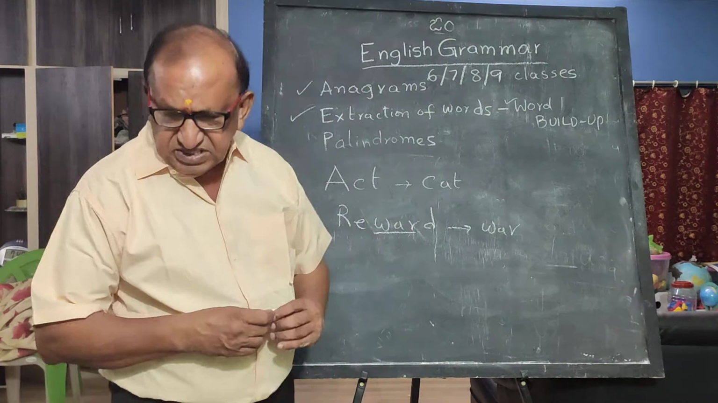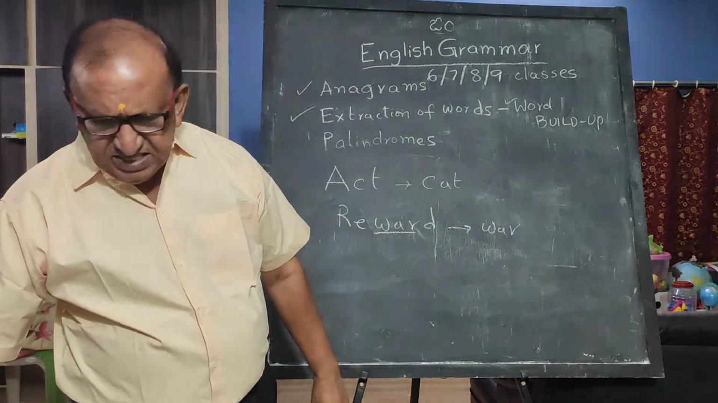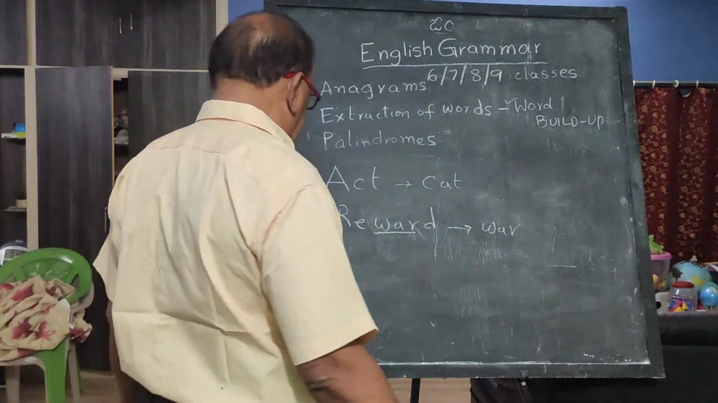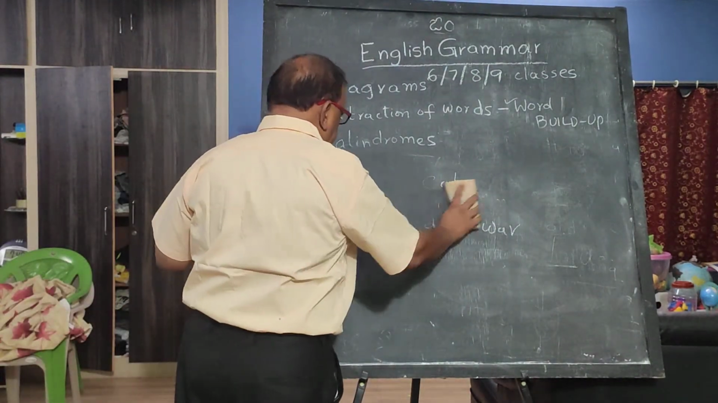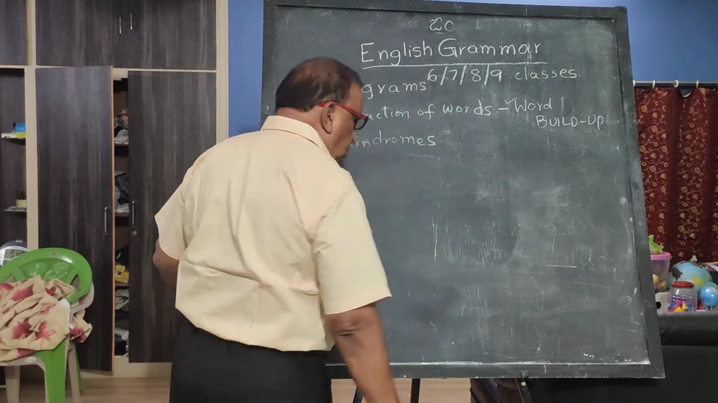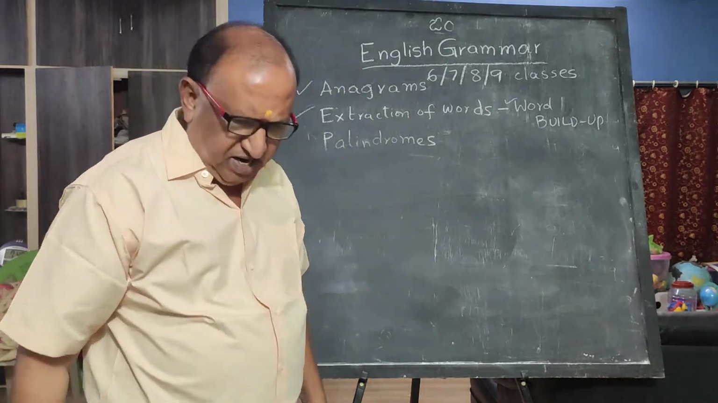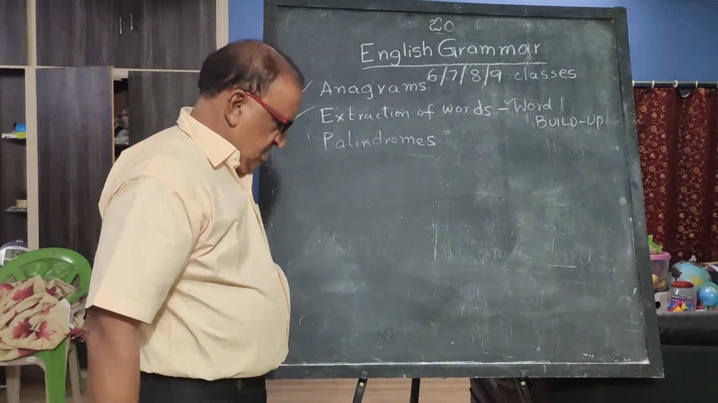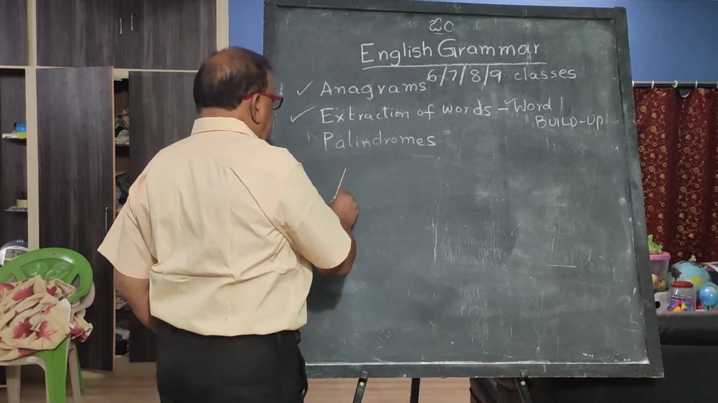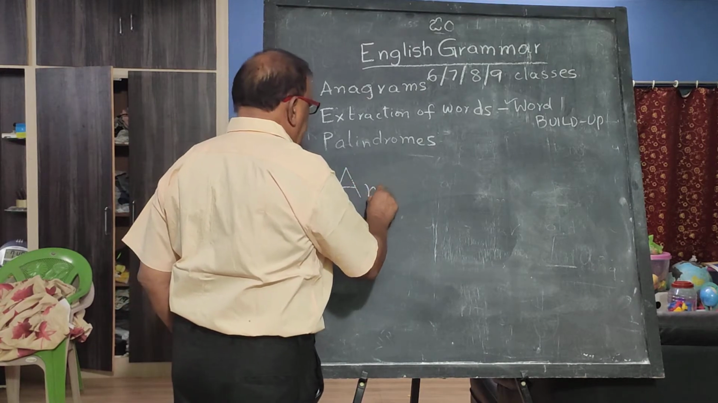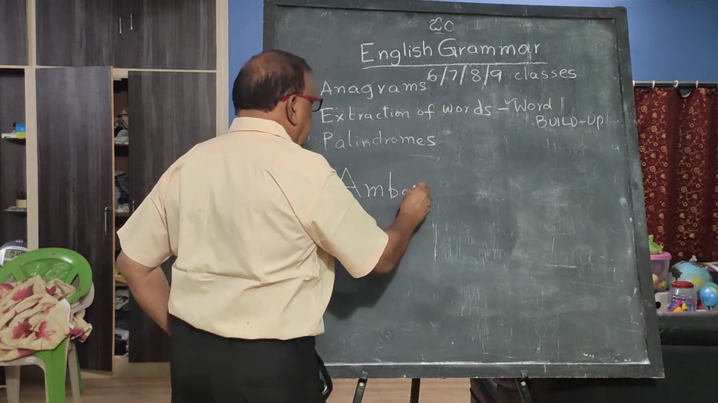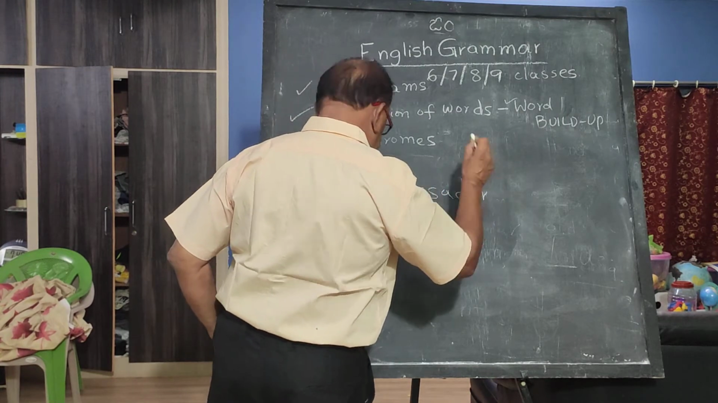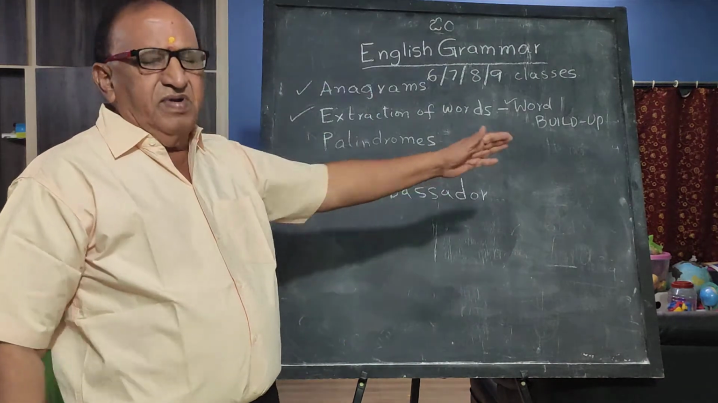Then I have what's called word buildup. All these things, interestingly, Srujana has done in the past. So it should be a piece of cake for some of the old Srujana students. So the next one is word buildup. Example, let us say I give a big word like ambassador, A-M-B-A-S-S-A-D-O-R.